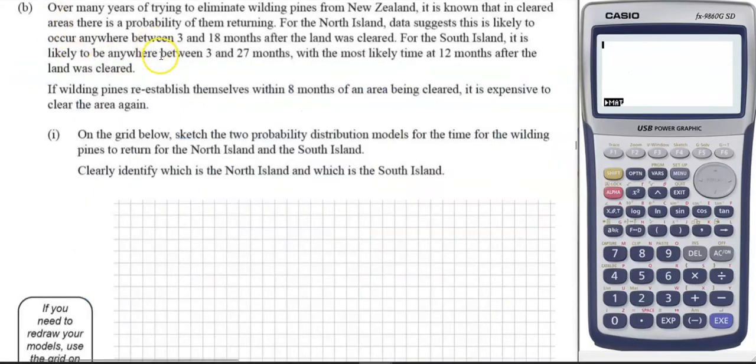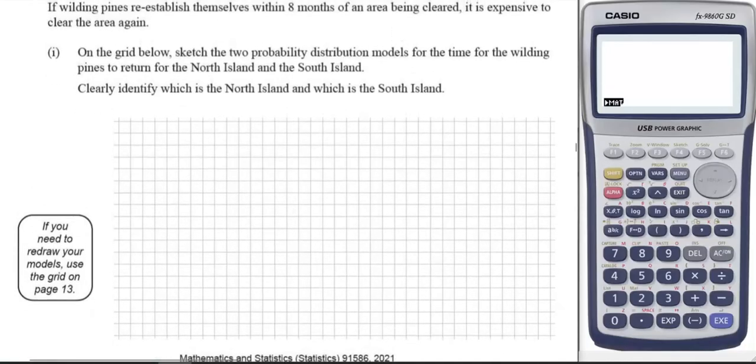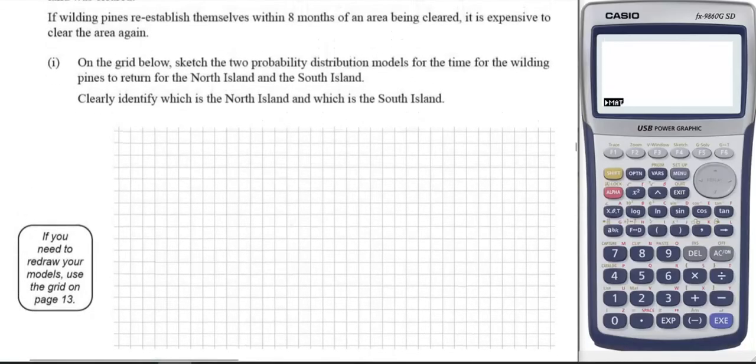For part B, we've got some information about the recurrence of these wilding pines after they've been cleared. We've got some information for the North Island and some for the South Island, and we're being asked to sketch those probability distributions on this bit of squared paper.